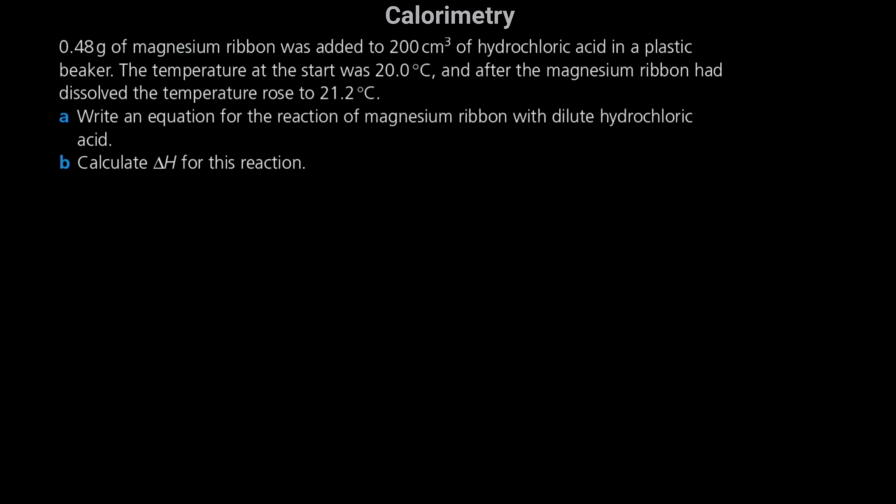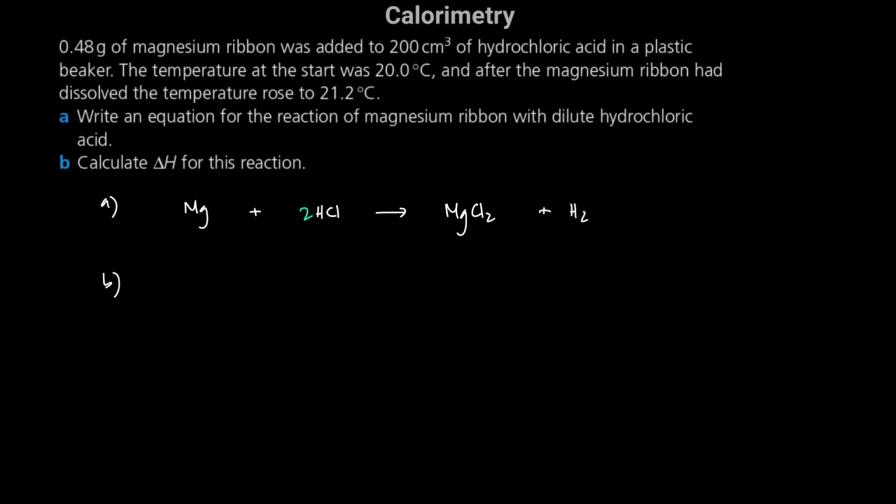So over here we have a reactive metal reacting with an acid. So we have magnesium reacting with hydrochloric acid to form the salt magnesium chloride, and hydrogen gas. If you have to balance this equation, we're going to have 2HCl. Now we have to calculate the enthalpy change for this reaction. When you have to calculate the enthalpy change for a particular reaction, you should calculate for the reaction as it's shown.